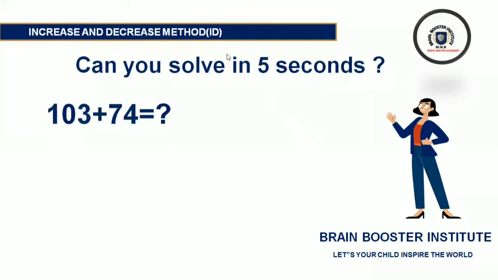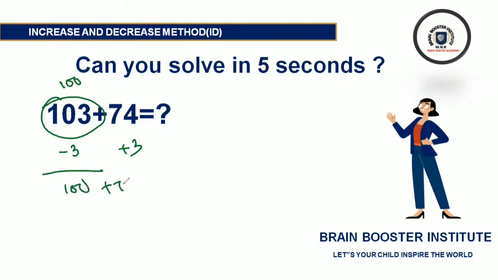103 plus 74. The easier number is 100 for the 103. Easily we can find that out here. But the difference is that here we need to minus 3. To make it an easier number, we need to subtract. As we are subtracting here, we need to add plus 3 to the other number. Now what do you get, my dear students? 103 minus 3 is equal to 100, and 74 plus 3 is equal to 77. That would be 177. We can check here. That's very simple.